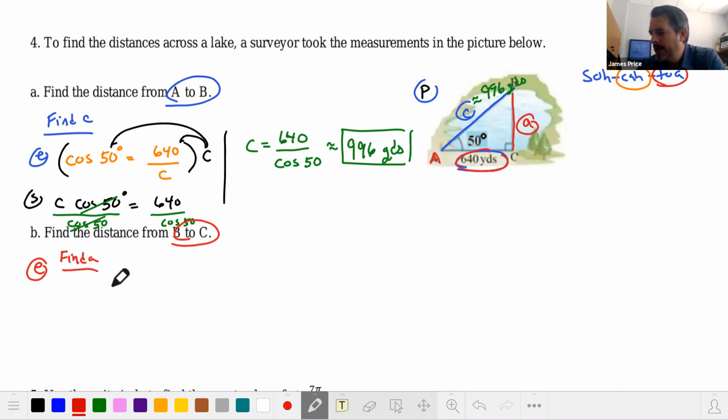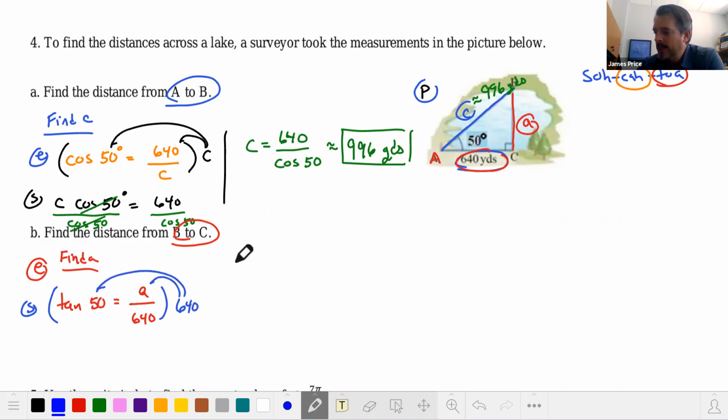So from B to C, I would use the TOA, because notice you're looking for this side and they give you the adjacent. So for my equation, I'm trying to find A, right? So I would do the tan of 50 degrees. The tan of 50 is equal to the opposite, which is A, divided by the adjacent, which is 640 yards. Now to solve for A, we simply multiply both sides by 640 to clear those denominators again. Be careful: when you multiply by 640, the 50 doesn't get multiplied by it. It's stuck inside that tan. So you put the 640 in front of the tan: 640 times tan of 50 degrees.